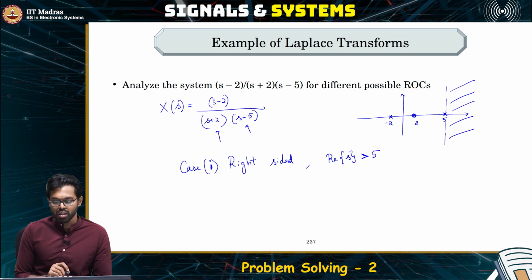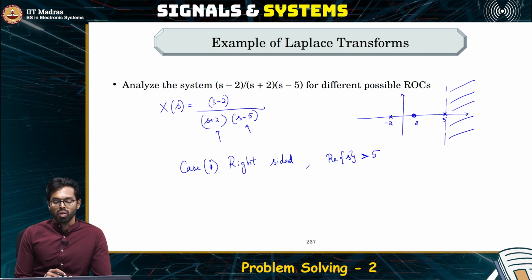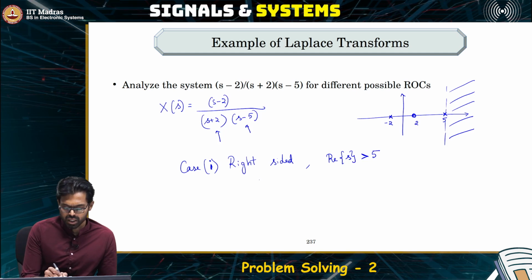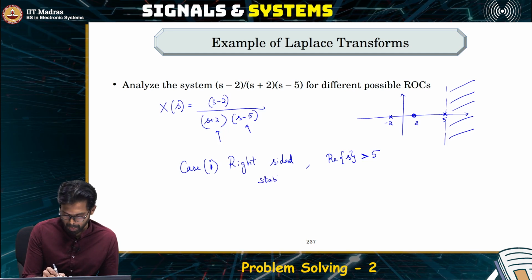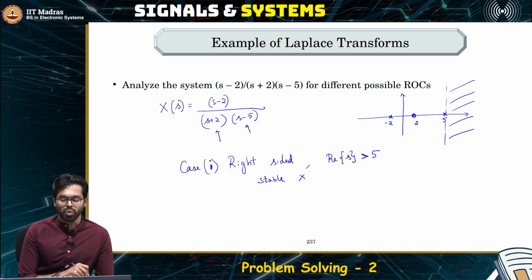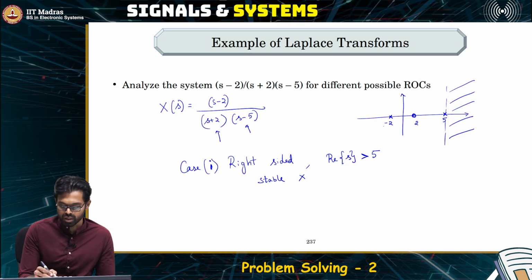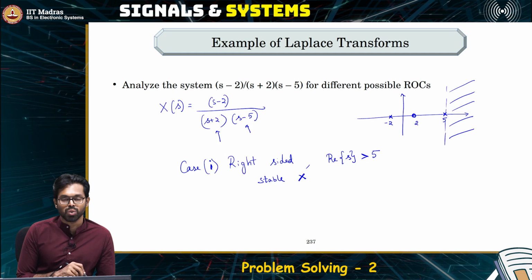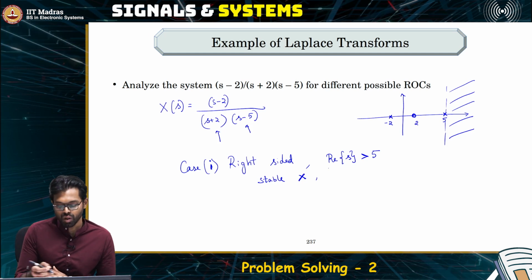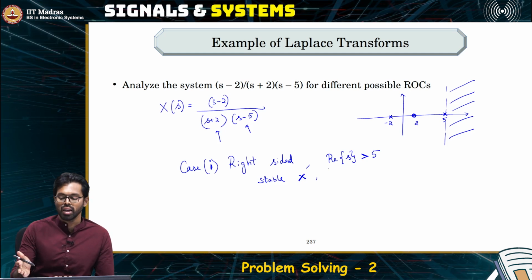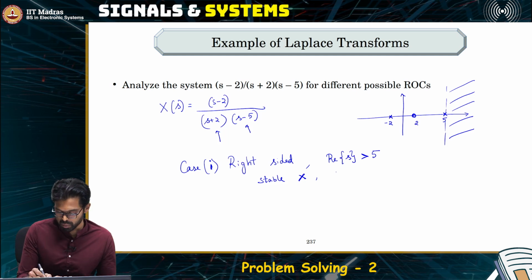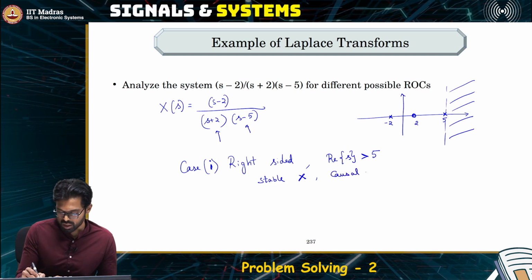In this case, is the system stable or causal? Clearly, the system is not stable, because the j omega axis is not included in the ROC. Is this causal? Of course, it is causal because we consider a right-sided signal and the ROC is to the right of the rightmost pole. So this is causal.